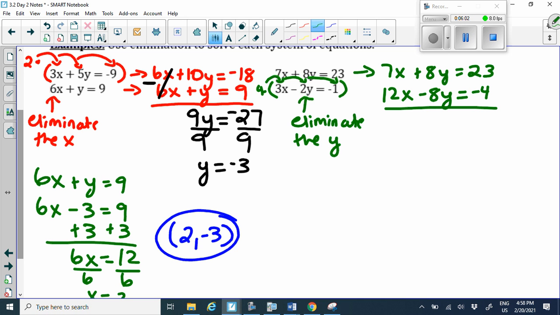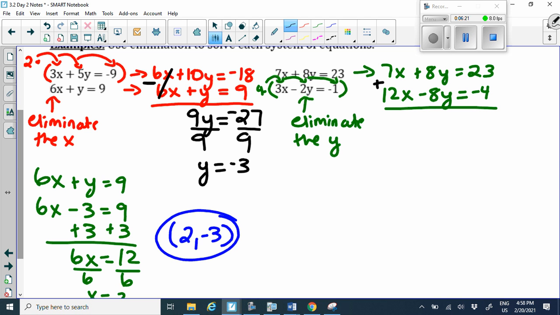Okay? Now I need to decide, am I going to add or subtract? Remember, if you have different signs, so one is a plus, one's a minus, you add. If they are the same exact signs, so both positive or both negative, you subtract. In this case, we do have different signs. We have a positive 8 and a minus 8, so I'm going to add.